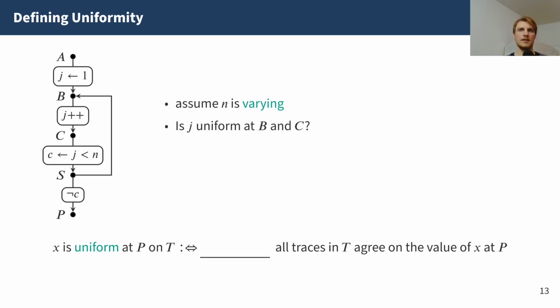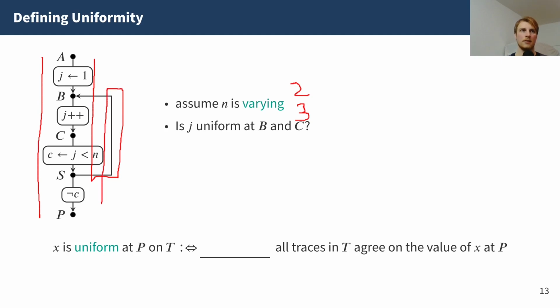Now assume n is varying. For example, let's say it's either 2 or 3. So then we get 2 traces. One goes down and exits immediately, and the other one goes down to S, then takes the back edge to B, and then goes down again and exits the loop. So the question now is, is j uniform inside of the loop?